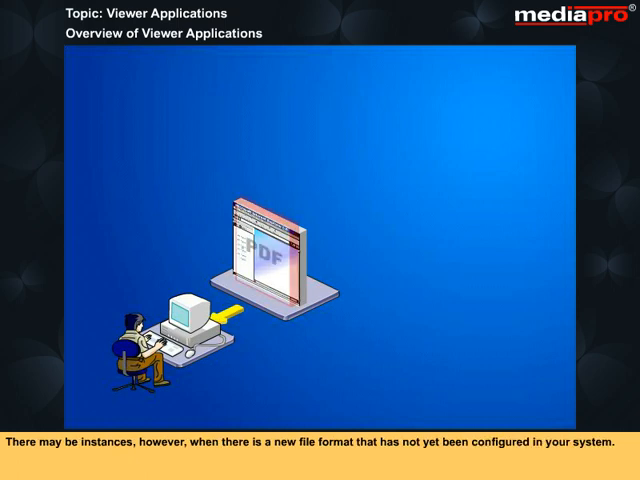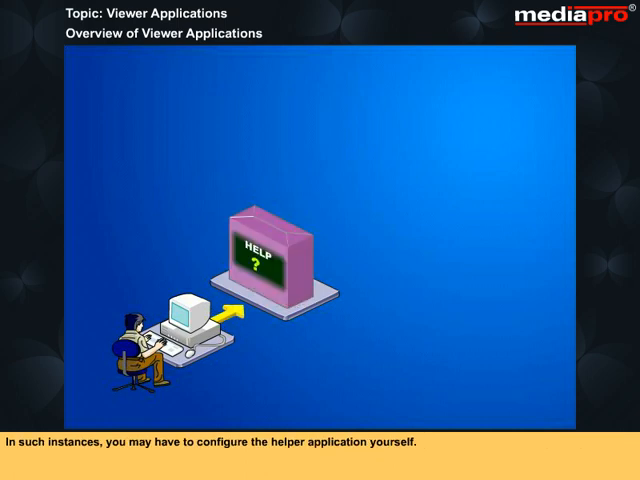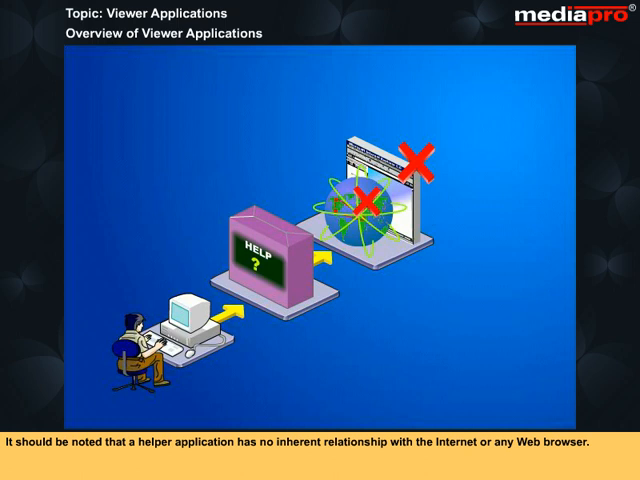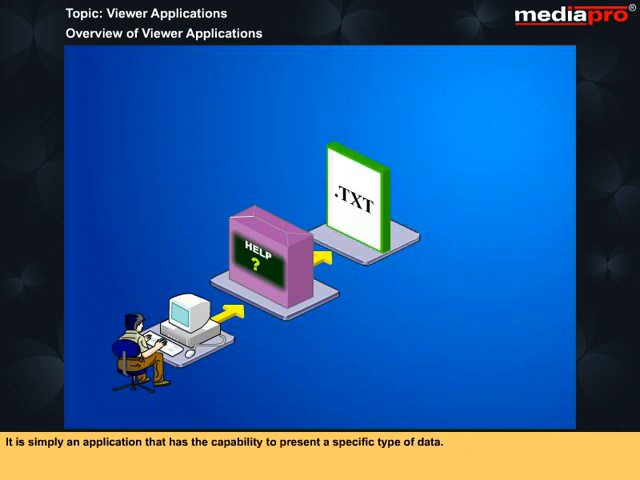There may be instances, however, when there is a new file format that has not yet been configured in your system. In such instances, you may have to configure the helper application yourself. Many of these applications are shareware that are available via the internet. It should be noted that a helper application has no inherent relationship with the internet or any web browser. It is simply an application that has the capability to present a specific type of data.